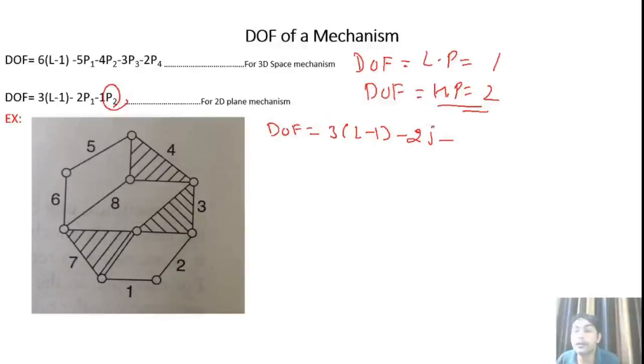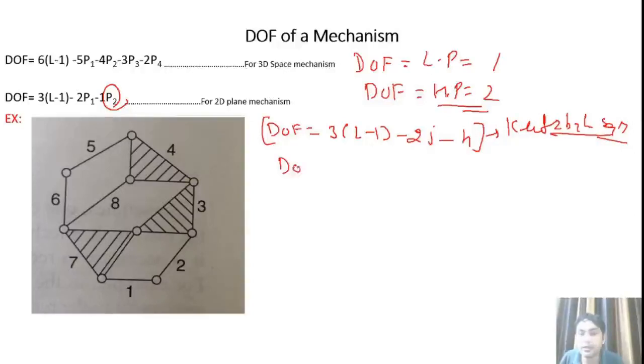We know the degree of freedom of a higher pair is 2. Remember this like this. This is known as Kutzbach equation. Study later. Now just remember degree of freedom is equal to 3(L minus 1) minus 2J minus H. My dear, this equation is the same, no difference, just for easiness.